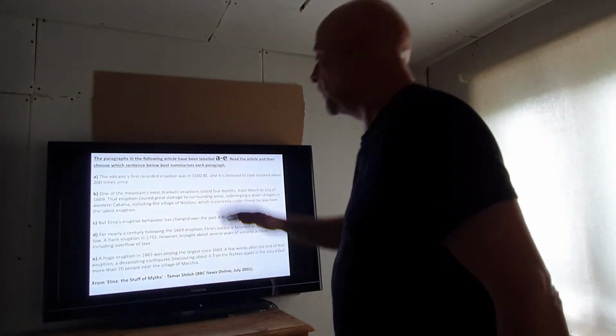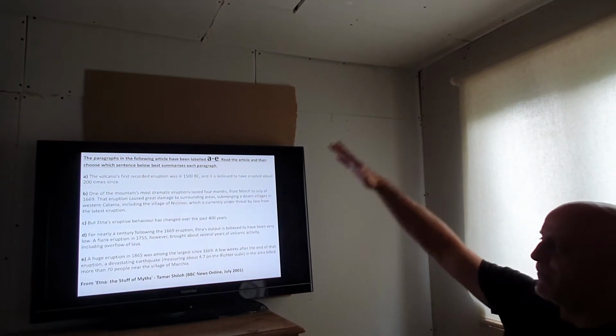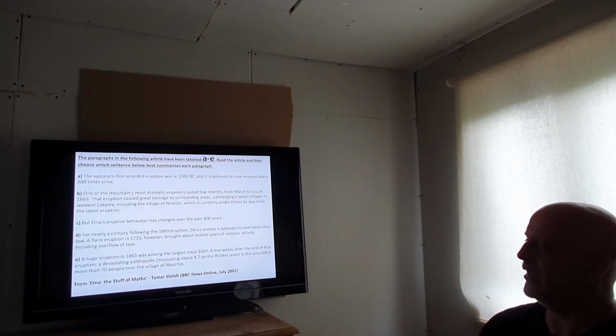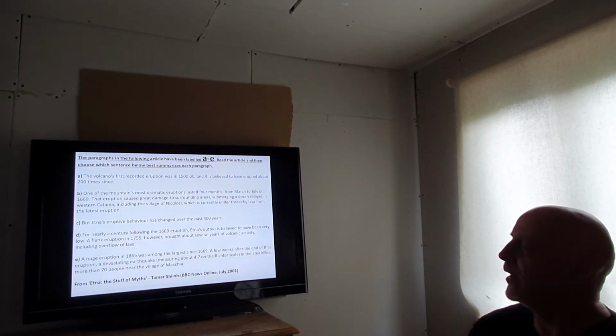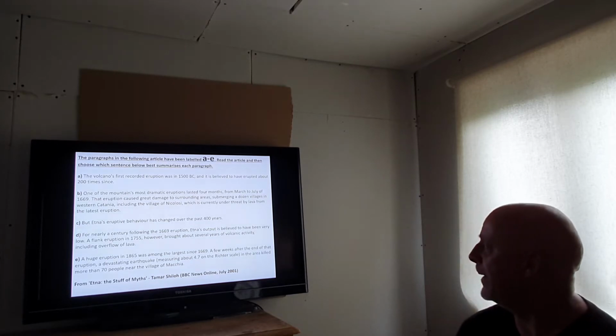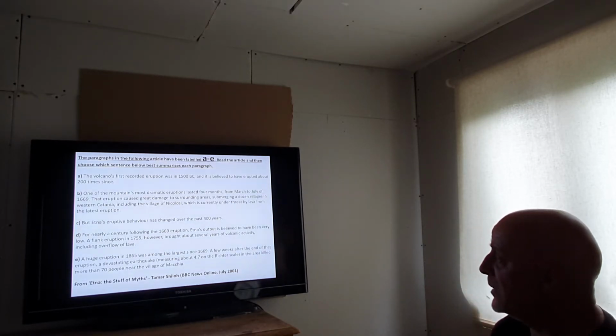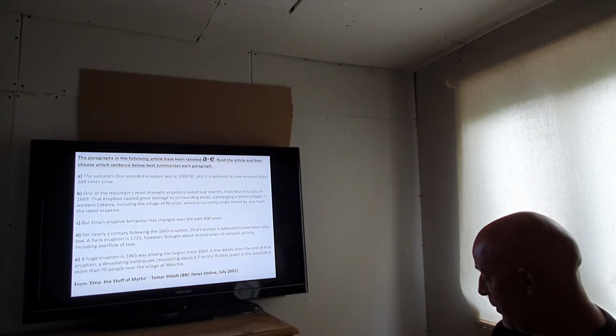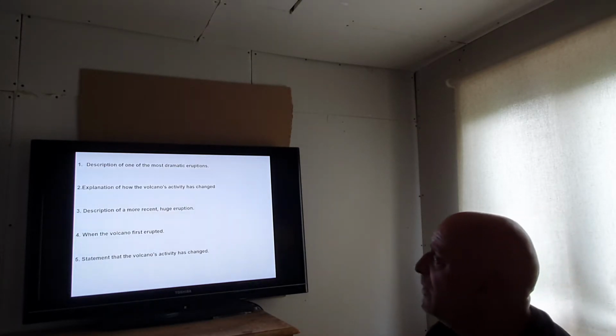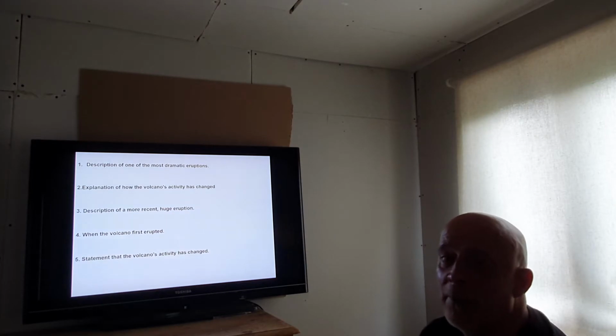Okay, so there are your paragraphs about Mount Etna, the 5 paragraphs, each one given a letter of the alphabet so you can identify it, and something different happens in each one. So what you have next is a selection of sentences which give a summary of what happens in the paragraph.